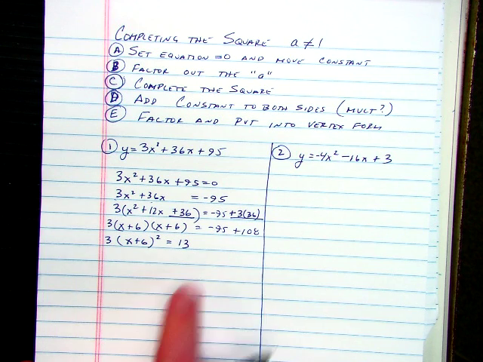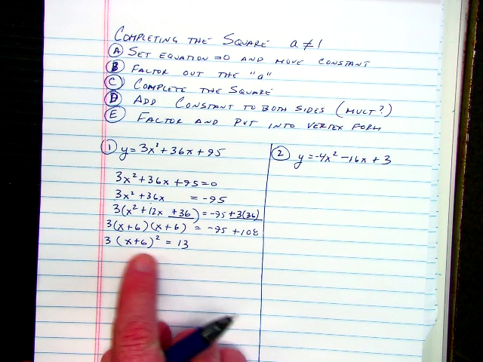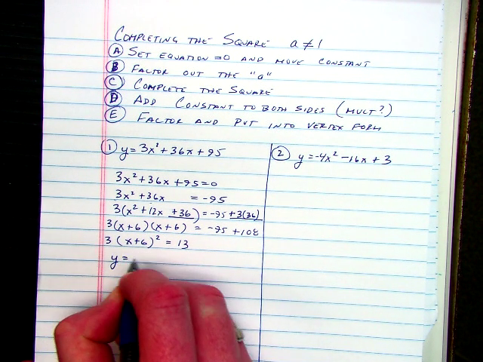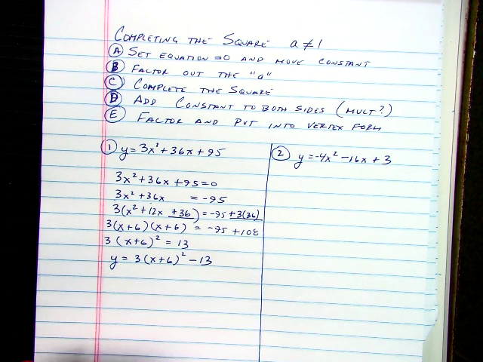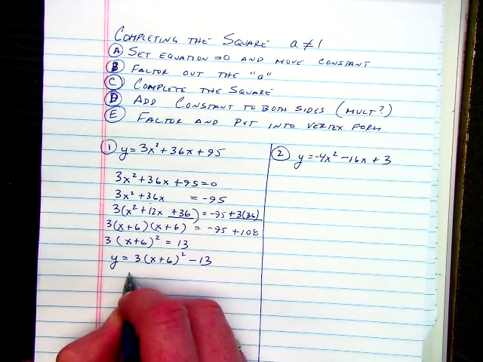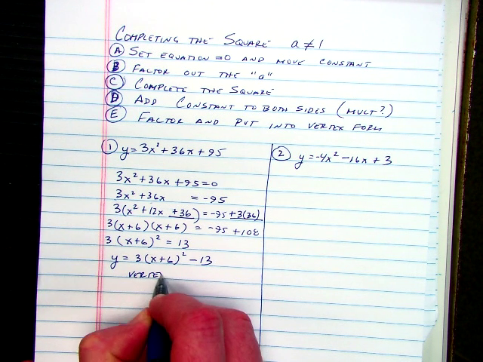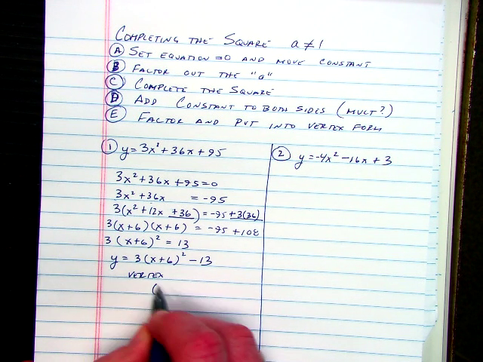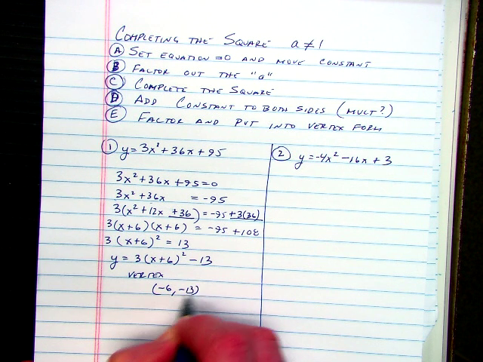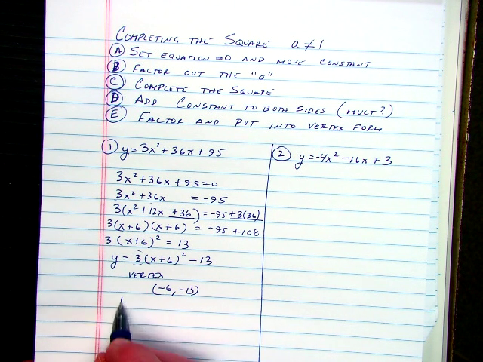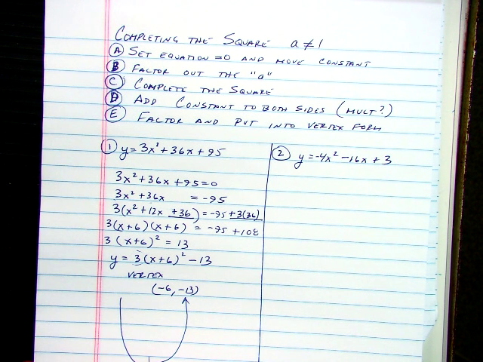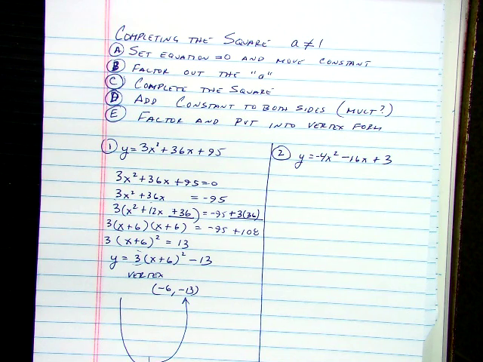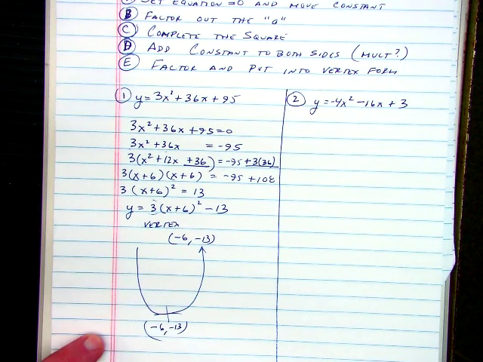Okay, now I'm going to bring this back over and see how to put it into y equals form. So I get y is equal to 3 times x plus 6 squared minus 13. And knowing that, this is now in vertex form, my vertex is at negative 6, negative 13. I also know it smiles, so if I were to do a little sketch of this, it would be a smile graph, and that would be at negative 6, negative 13. All right. So I'm going to go do the other one.